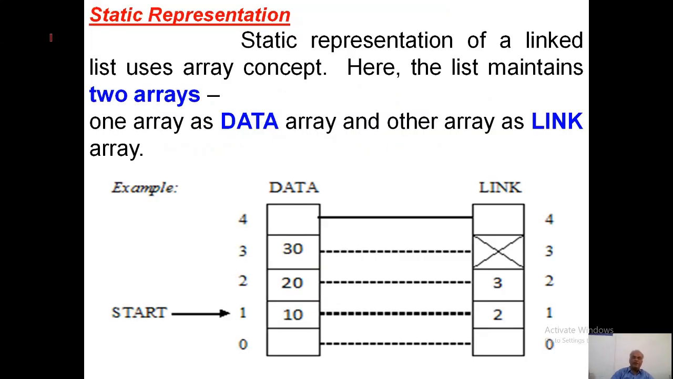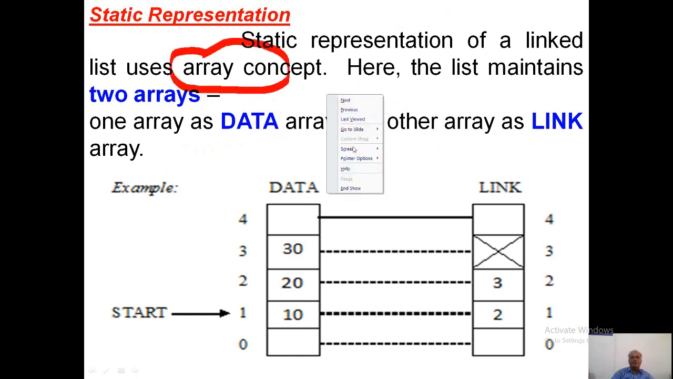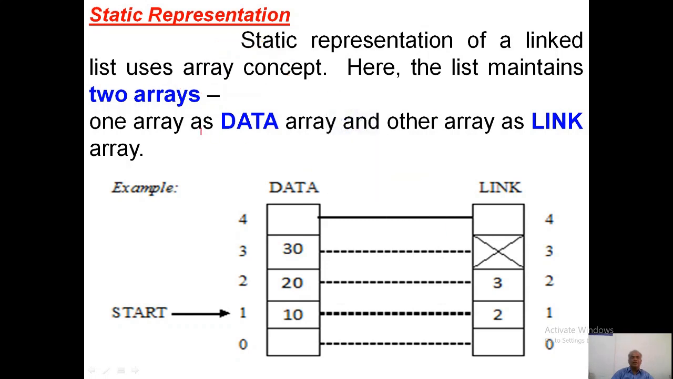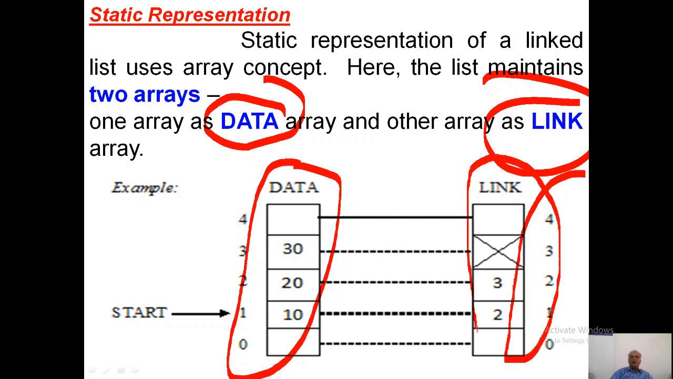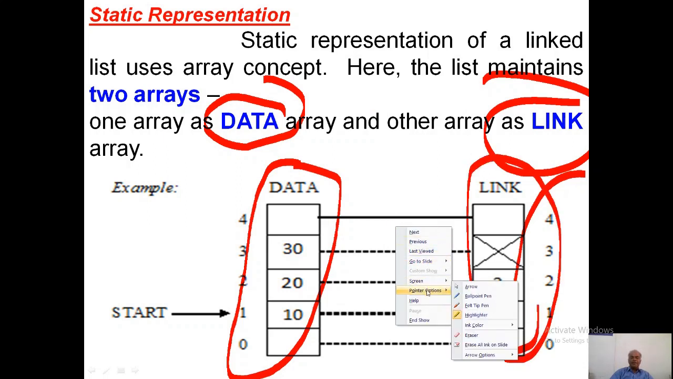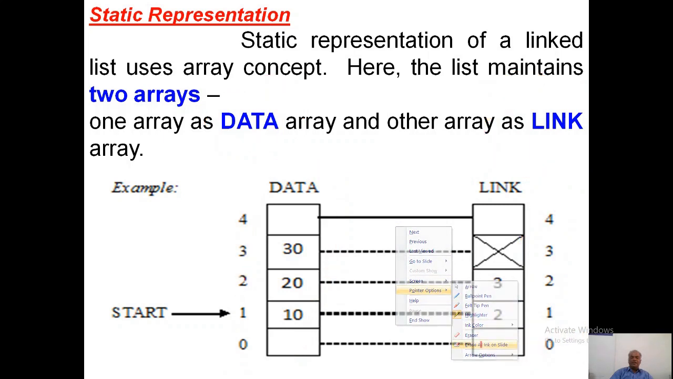Static representation is in the form of the array concept. Static representation of linked list uses arrays. In this static representation, one array is the data array, the other array is the link array. So here this is the data array, this is the link array. It is going to maintain two arrays: one for data, the other one for the link where the data goes.